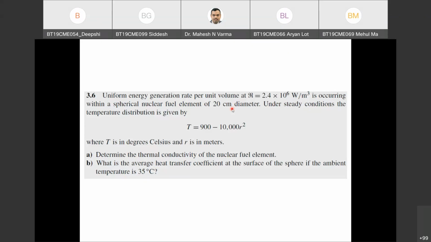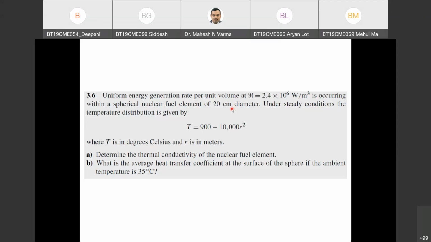So what thermal conductivity you got? Sir, thermal conductivity is 40 watt per meter Kelvin. Anybody else getting this 40? Number 60 also got the same thing. Anybody else is getting other than 40 watt per meter Kelvin?